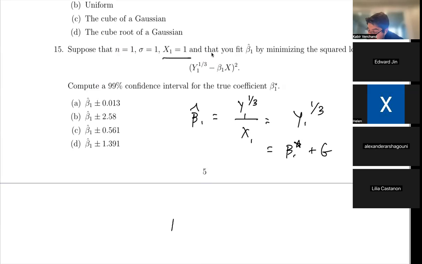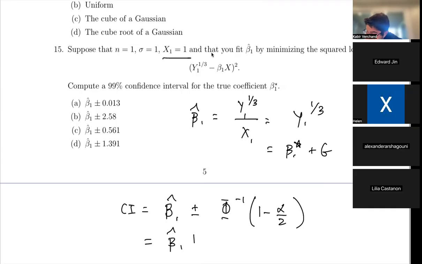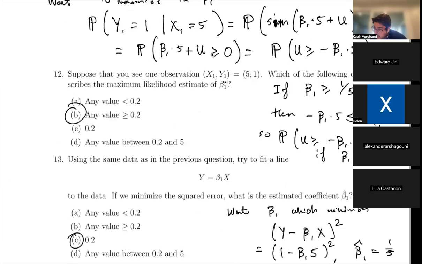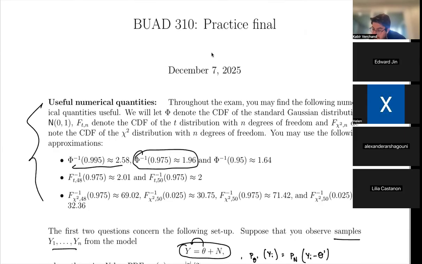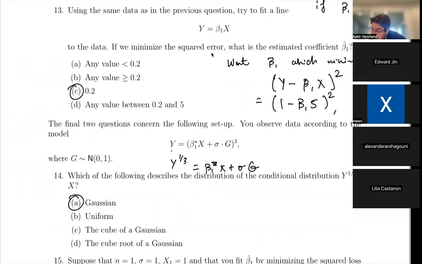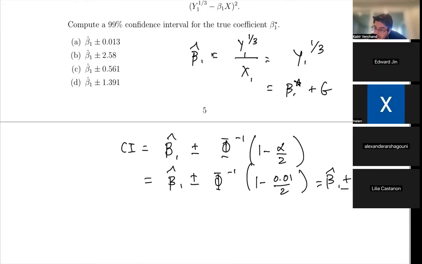So that means that our confidence interval here with just one observation is centered at beta hat 1 plus or minus the inverse CDF at 1 minus alpha over 2, which is equal to beta hat 1 plus or minus the inverse CDF at 1 minus 0.01 over 2, equals beta hat 1 plus or minus 2.58, where we get this from this quantity right here. And that's, oops, B.